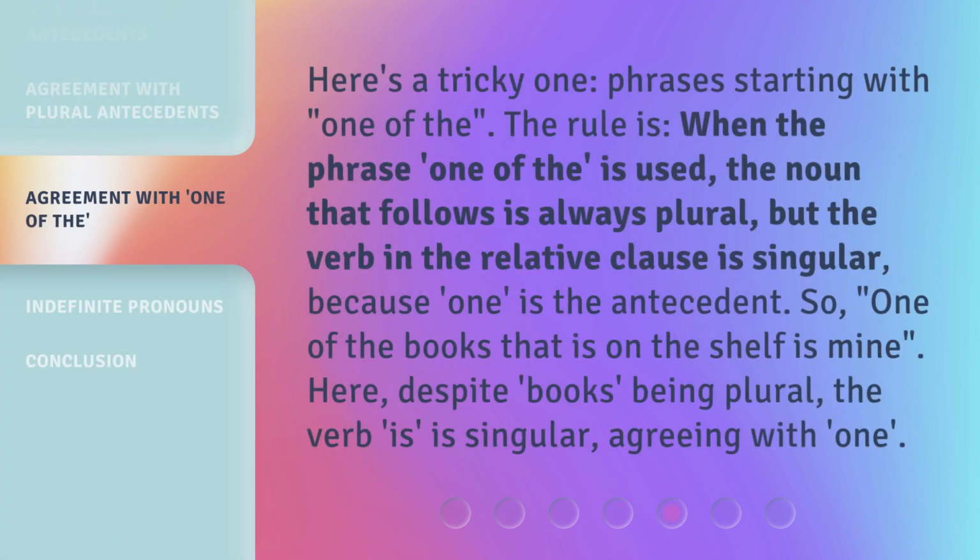Here's a tricky one. Phrases starting with one of the. The rule is, when the phrase one of the is used, the noun that follows is always plural. But the verb in the relative clause is singular, because one is the antecedent. So, one of the books that is on the shelf is mine. Here, despite books being plural, the verb is singular, agreeing with one.